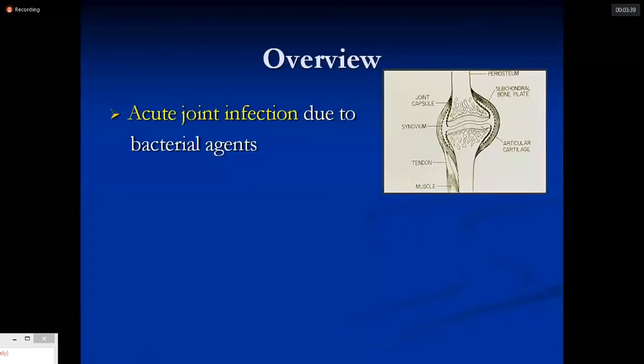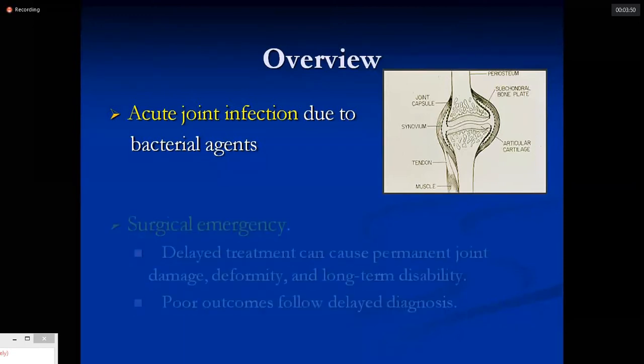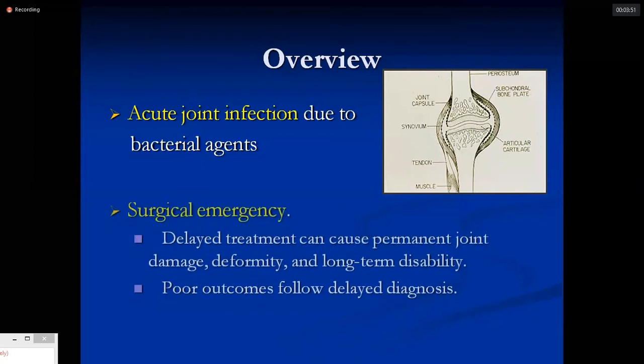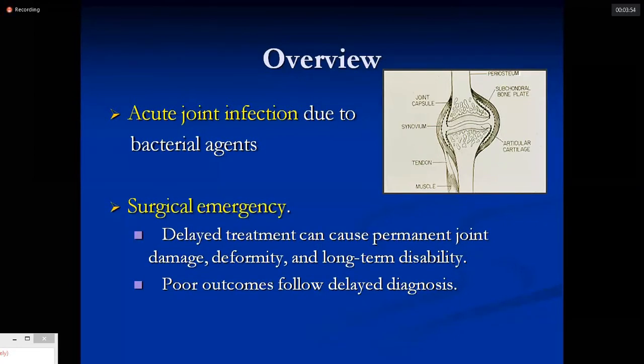Okay, so as the name suggests, it is the acute infection of a joint due to any bacterial agent. So it is also known as pyogenic arthritis or septic arthritis. So it is a surgical emergency. Why? Delayed treatment can cause permanent joint damage, deformity, and long-term disability. And if we delay diagnosis and treatment, we will have poor outcomes, or the results will be very poor.